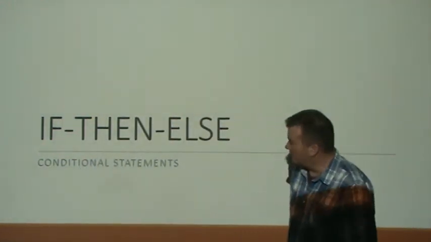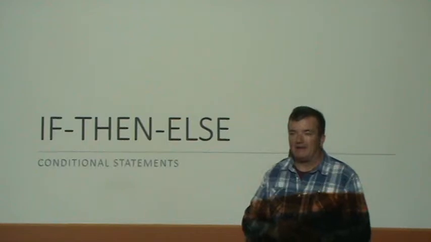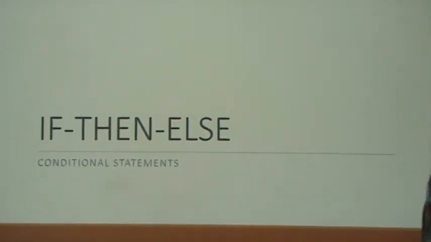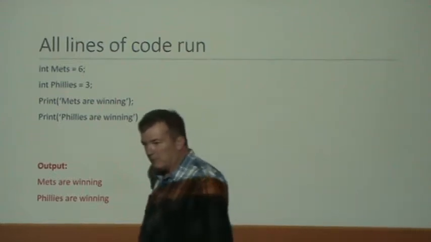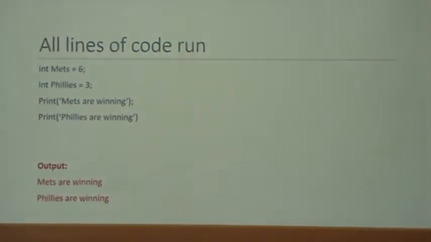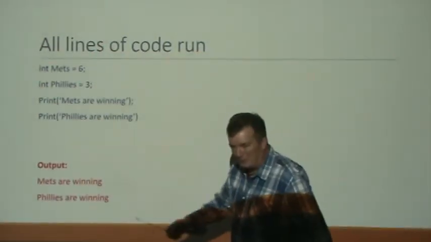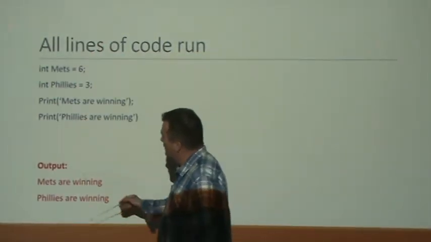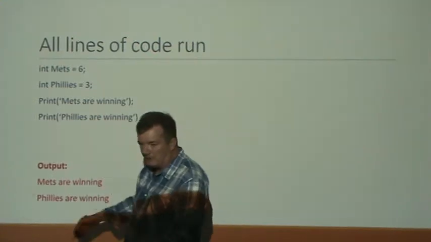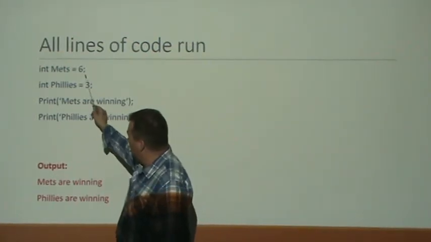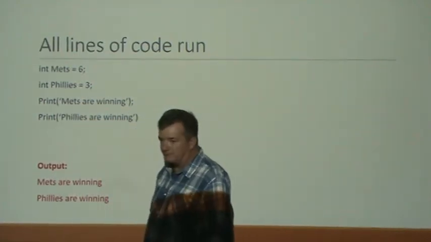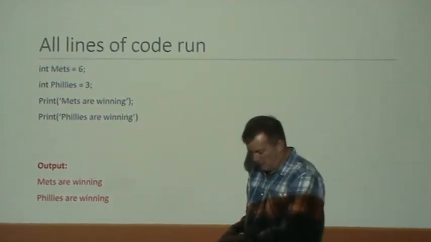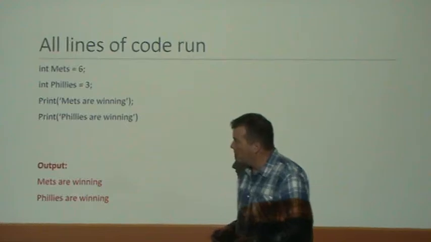Okay, so what we're going to talk about now is the if-then and the if-then-else conditional statements. So the way this is going to work is, let's say we had some computer code, and the code says, since we're halfway between New York and Philadelphia, we'll use this example. We'll have an integer called Mets, which will be the Mets score. And the Mets have 6, and we'll have an integer Phillies, which is equal to 3. Okay, so suppose our goal is to print off who's winning the baseball game.